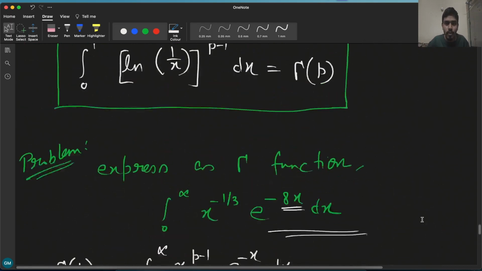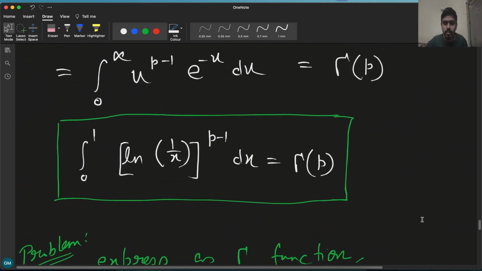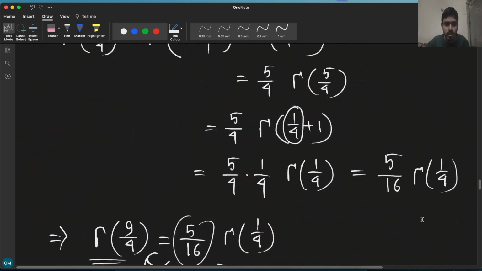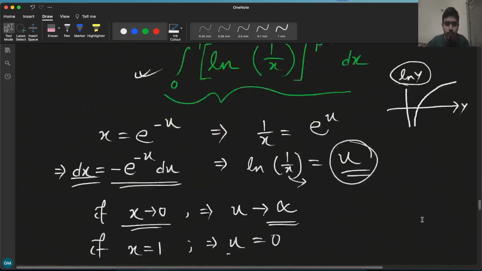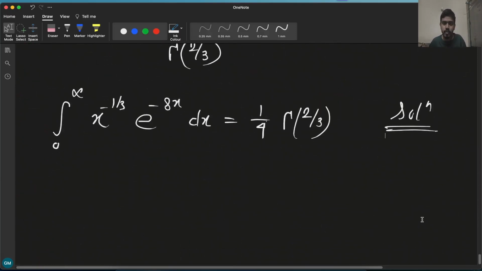So these kind of problems are very important for gamma functions. In the description I will put some assignments, you can practice if you want, and in the next class I will talk about a few different properties of this gamma function, and then I will move towards the beta function.